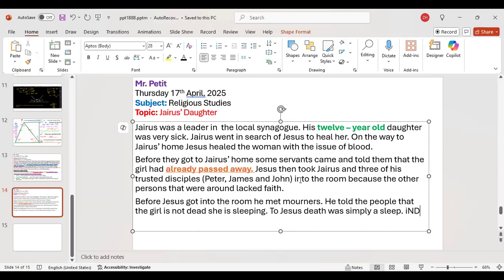Inside the room, Jesus took the girl's hand and said, do you know what he said? Talitha Kumi. Anyone want to pronounce it? Talitha Kumi.